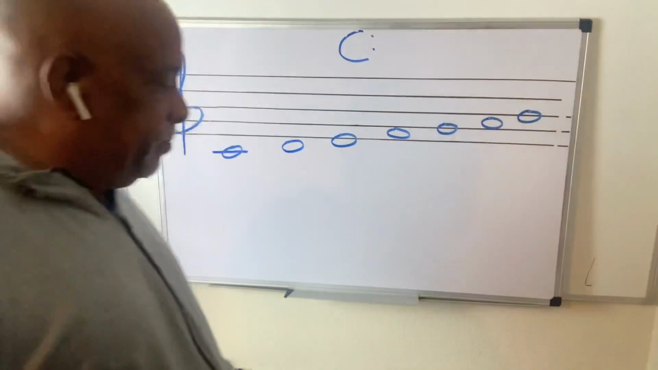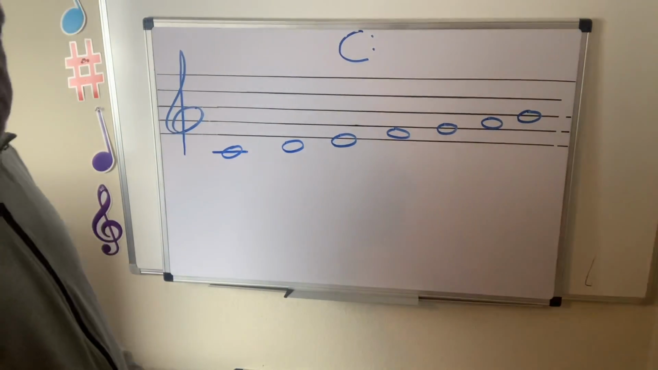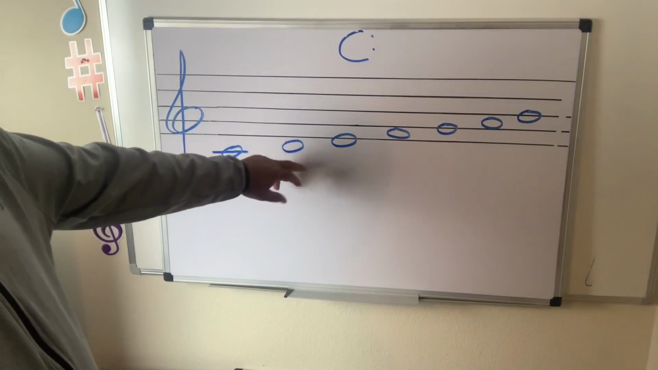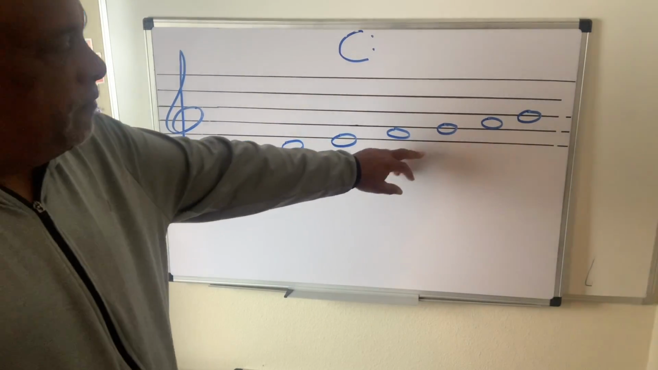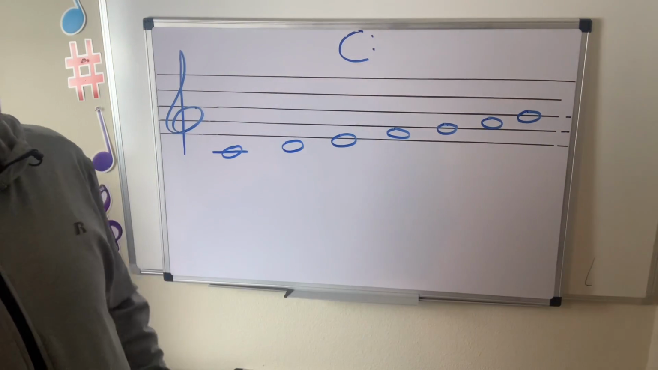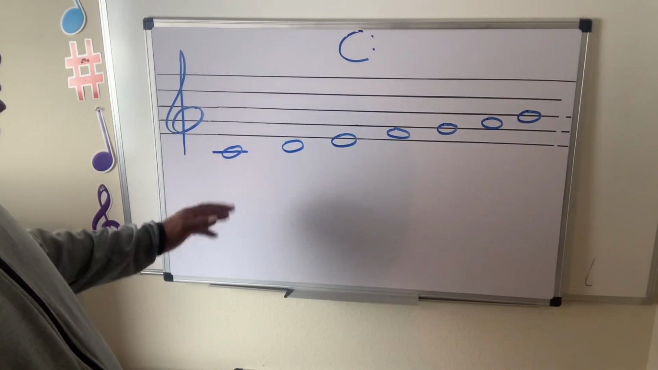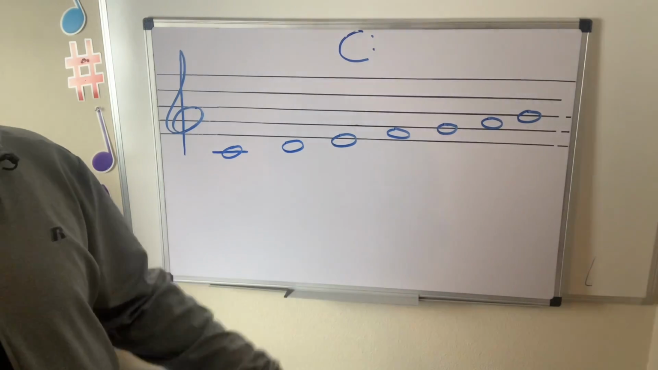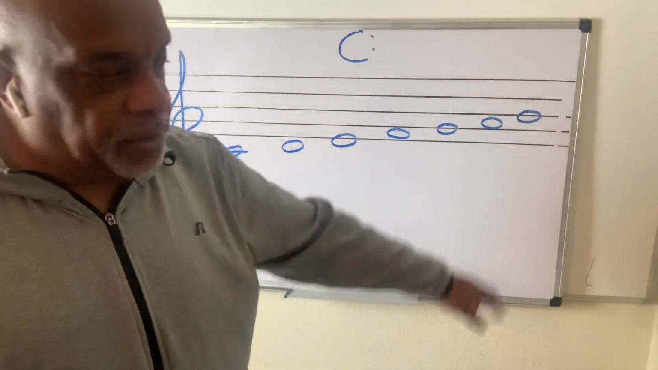All right, let's look at it. Let me get out of the way so you can see it. C, D, E, F, G, A, B. And we know the next one is going to be C. But for our intents and purposes right now, we're going to end at B.